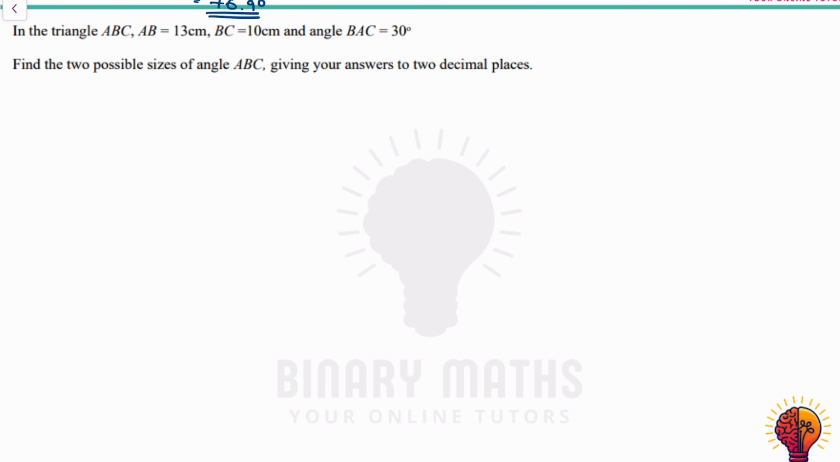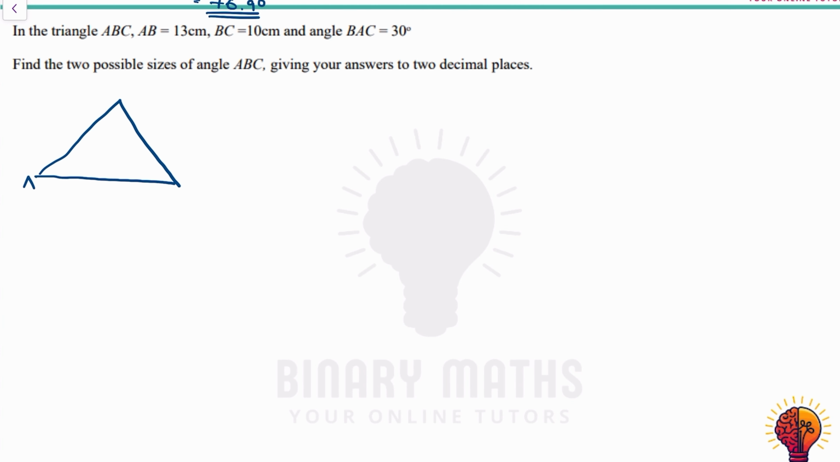Next example. In the triangle ABC, AB is equal to 13 centimeters, BC is equal to 10 centimeters, and angle BAC is equal to 30 degrees. Find two possible sizes of angle ABC, giving your answers to 2 decimal places. Okay, so if I draw this triangle out, there must be 2 different versions of this triangle. We're getting 2 different answers.